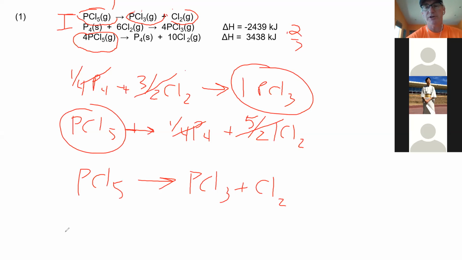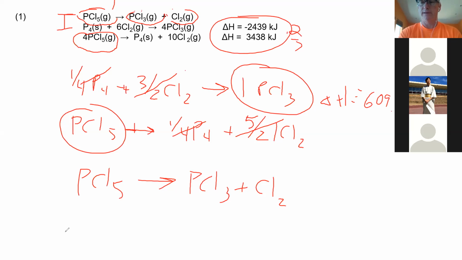So what do we do with the energies? Now remember, these are our energies. So we've managed to balance the equation and we've come out with the target. But the whole point of this is to get the energies right. So what do we do to the energy for experiment number 2? I divided it by 4. Okay. So what's your delta H for this now? Negative 609.75.